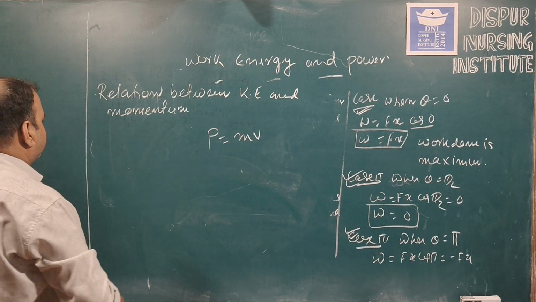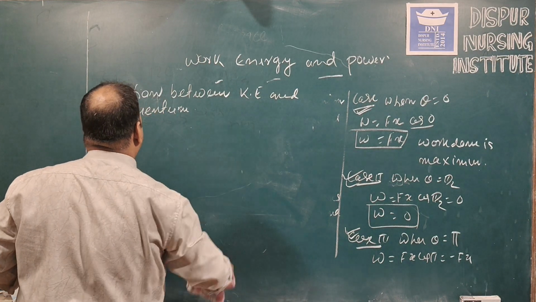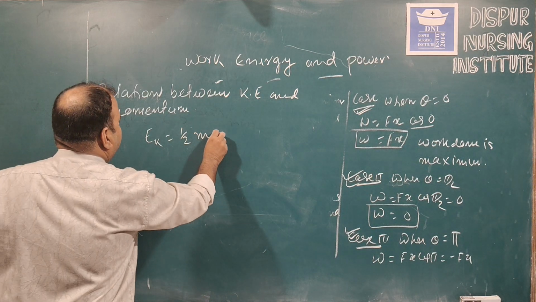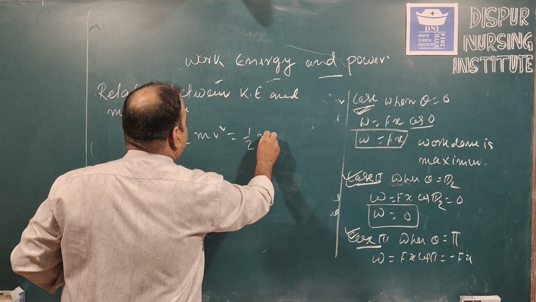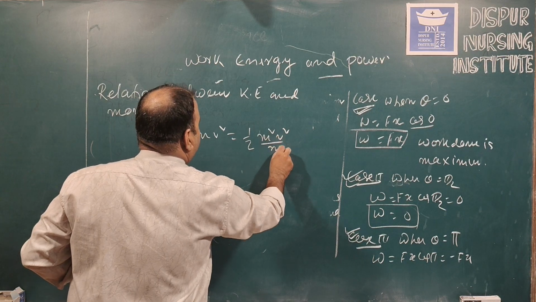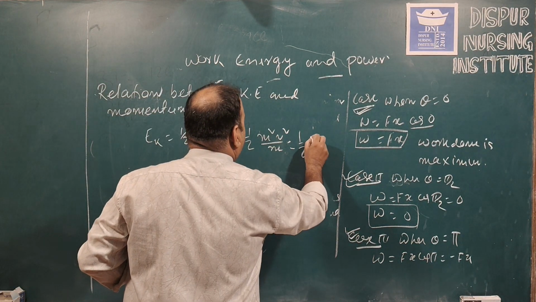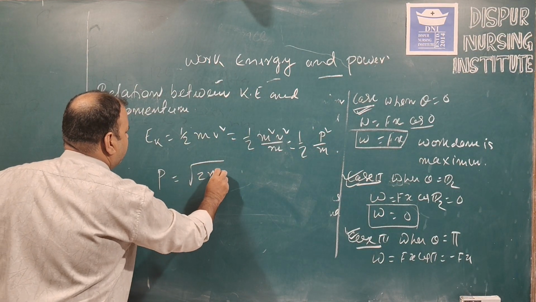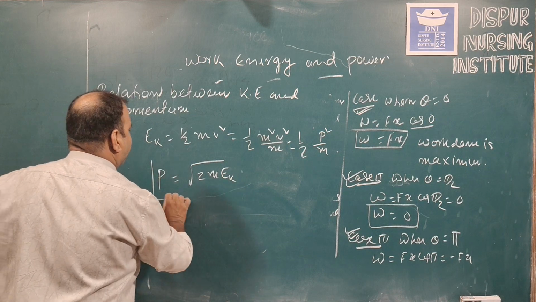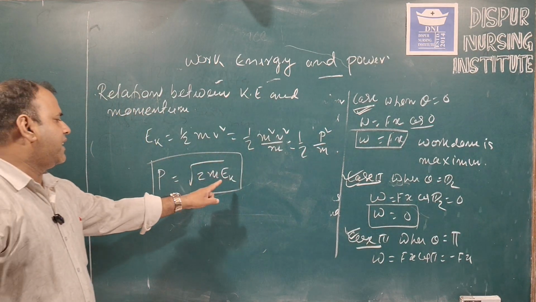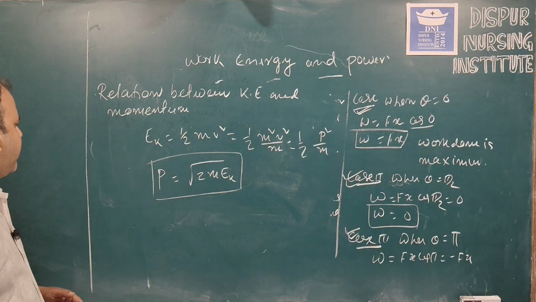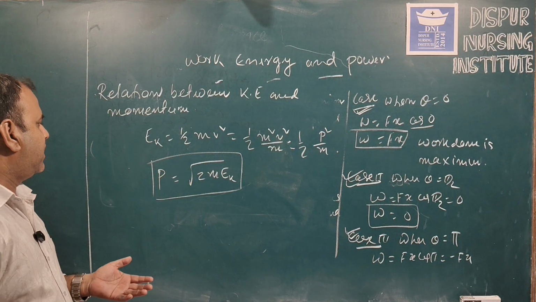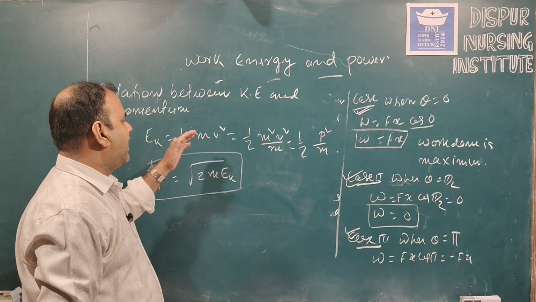Normally we know that the kinetic energy, suppose we consider Ek is equal to half mv square. This can be written as half m square v square divided by m. So we can write half p square divided by m. So p is equal to the square root of 2m Ek. This is the formula related with kinetic energy and momentum. So you remember, momentum is basically expressed in terms of mass and velocity, and this is how momentum is related to the kinetic energy.